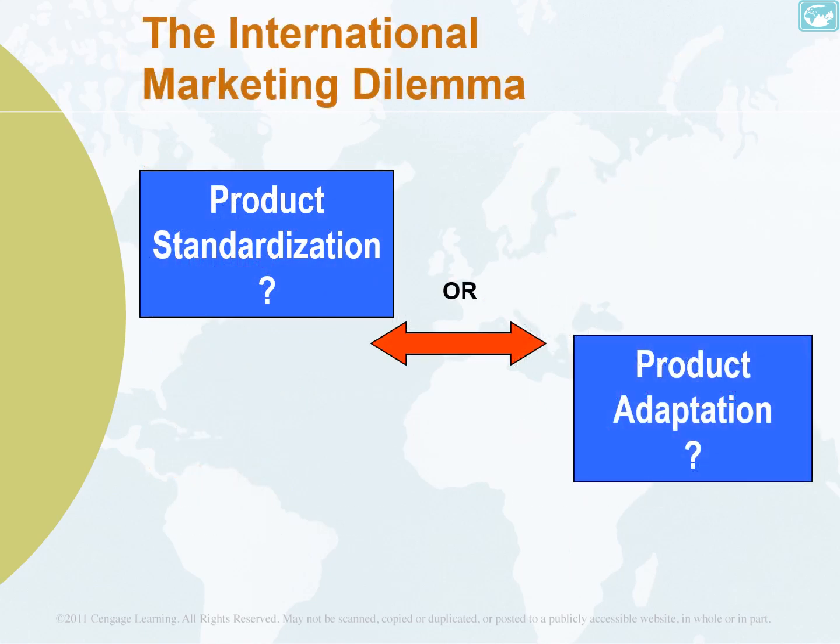So for international marketing, there is a dilemma here, something you need to take into consideration. You need to decide on product standardization versus product adaptation. For your group project, remember you have a group project, and you need to think about this. You need to make a decision.